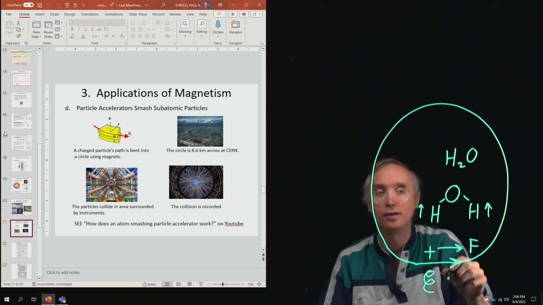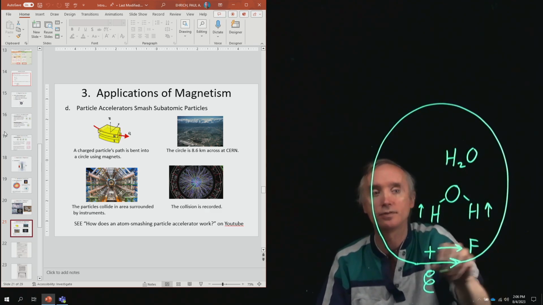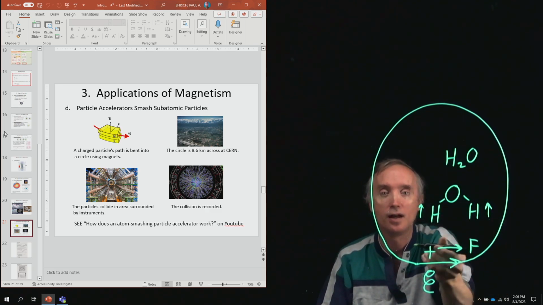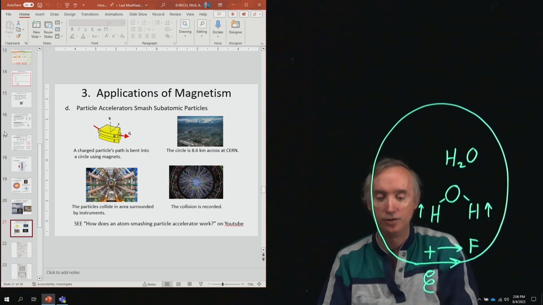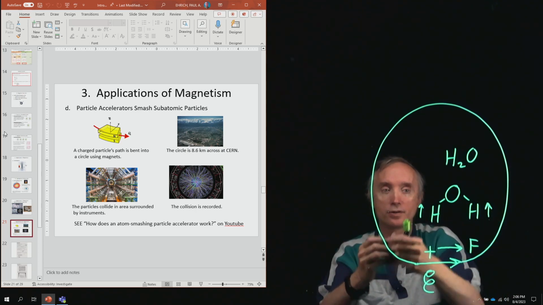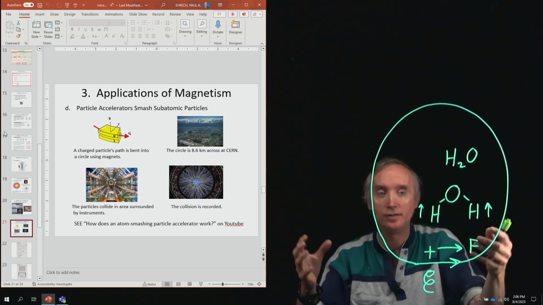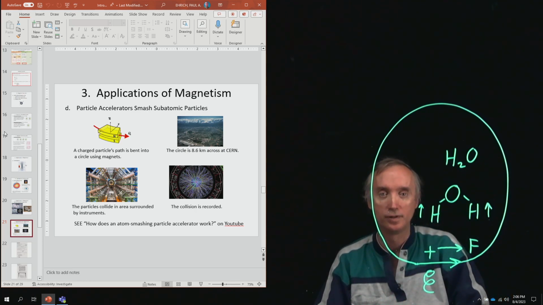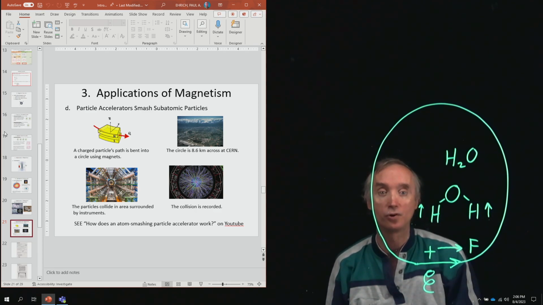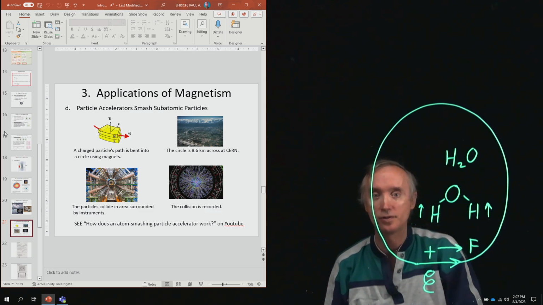Then you get another particle going in the opposite direction, and you collide them together. And then you observe all of the teeny tiny little particles that were contained inside of that particle. And so this is how we discovered quarks. So quarks are inside protons and neutrons, and we discovered them by using particle accelerators.